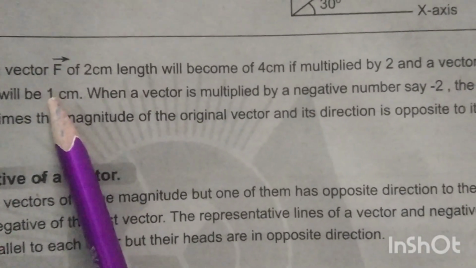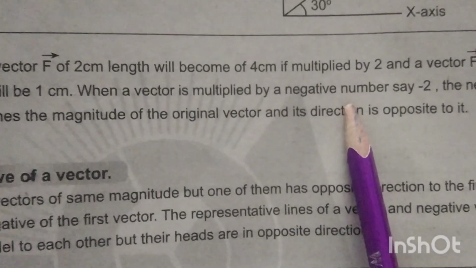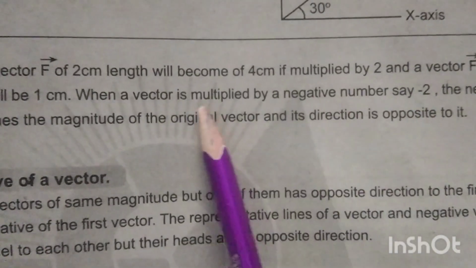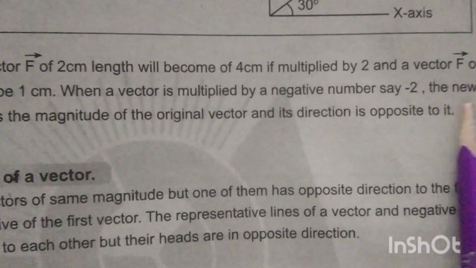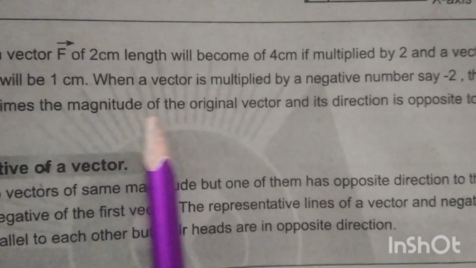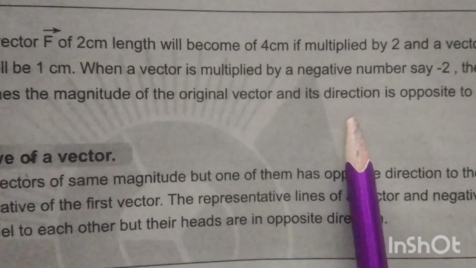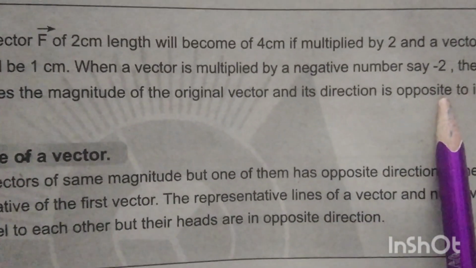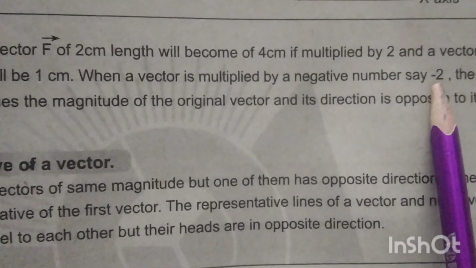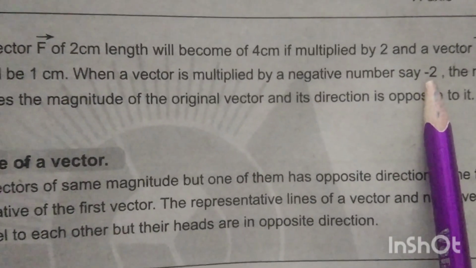Simple algebraic rules. When a vector is multiplied by a negative number, say -2, what will the new vector be? The new vector will be 2 times the magnitude of the original, but the different thing you can see is the direction. Now the direction is opposite. Why? Because of the -2. That's why the direction will be changed. The direction will not be the same because of the negative sign.